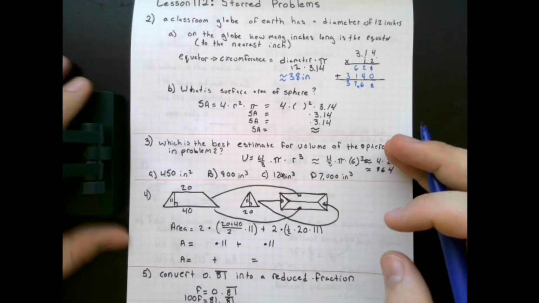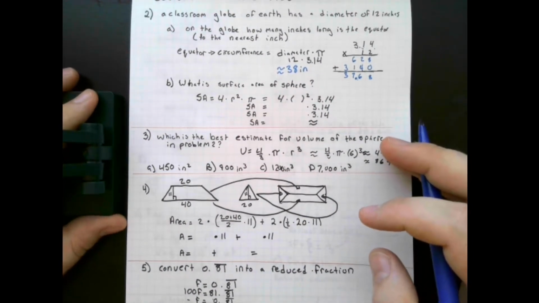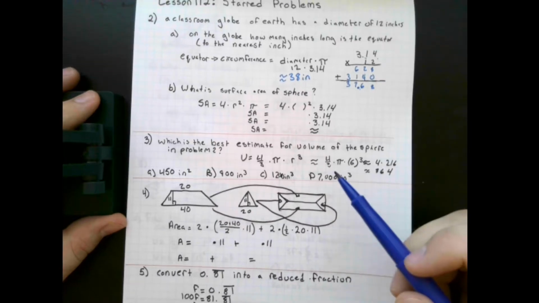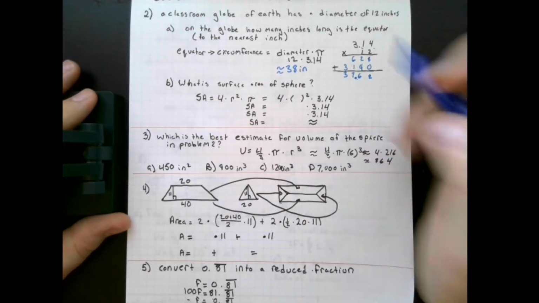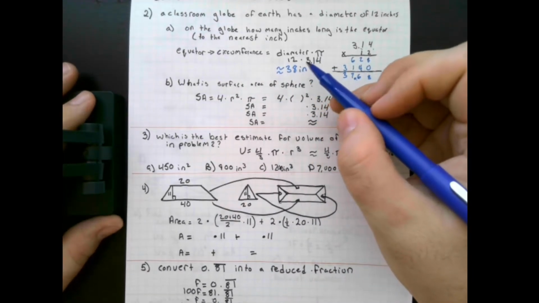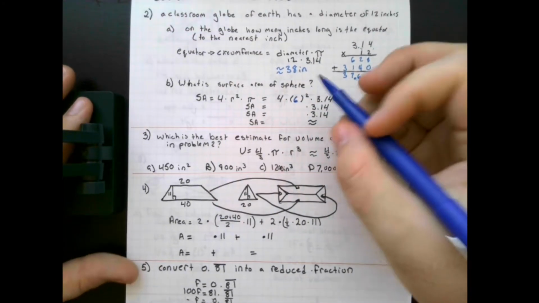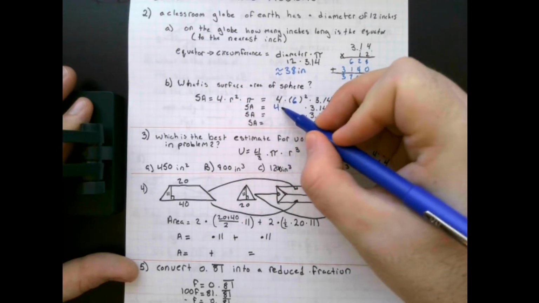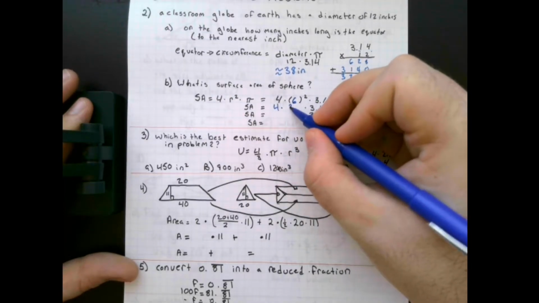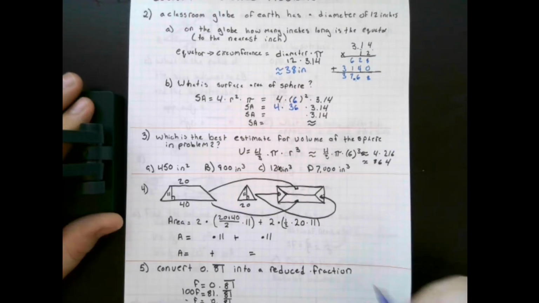Then we're asked to find the surface area of the sphere. Now, the surface area is equal to 4 times the radius squared times pi. Now, the radius will be half of the diameter, so it's not 12, it's 6. Now, that means we're going to have 4 times 6 squared, which is 36, times 3.14.